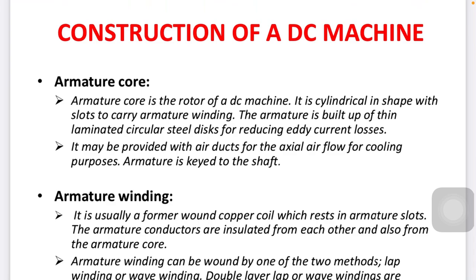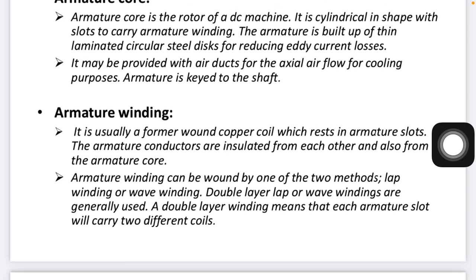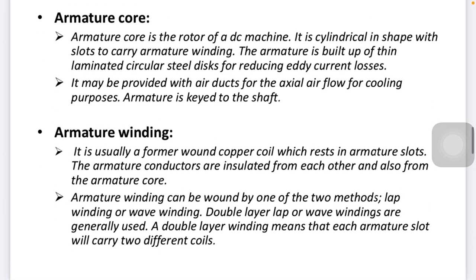Second, it may provide the air duct for the axial airflow for cooling purposes. The armature core is keyed to the shaft. Now, the armature winding is usually formed of wound copper coil which rests in the armature slots equally. The armature conductors are insulated from each other and also from the armature core.